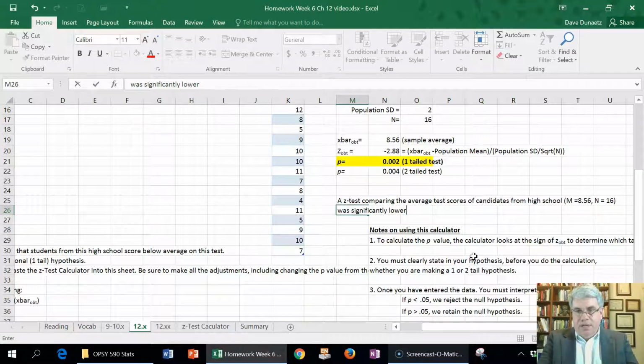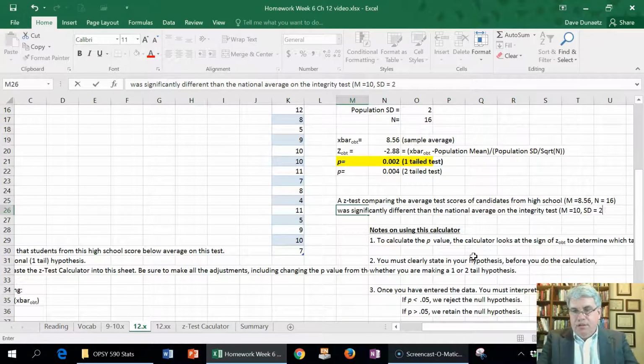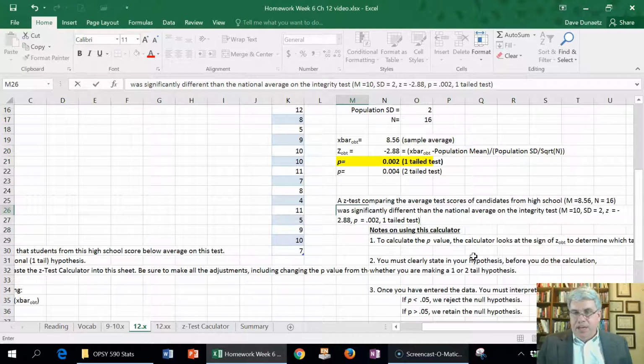The Z-test comparing the average test scores of candidates from a high school was significantly different than the national average on the integrity test, and that was mean equals 10, standard deviation equals 2, and we got a Z equals, let's put that in italics, minus 2.88, and let's do the p-value, p equals 0.002, one-tailed test, and close parentheses. That's how we would report that in APA format.